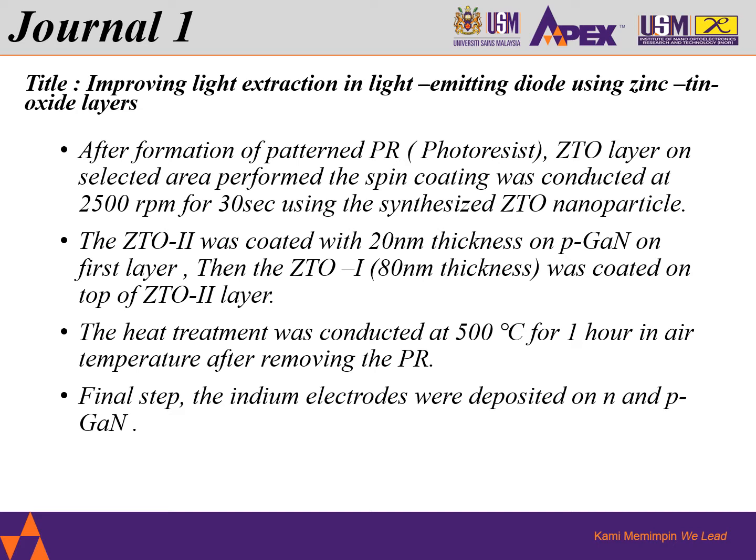Then after completing this coating process, we perform heat treatment at 500 degrees C for 1 hour in air after removing the PR. The last final process for the fabrication is deposition on the N-GaN using the indium electrode.